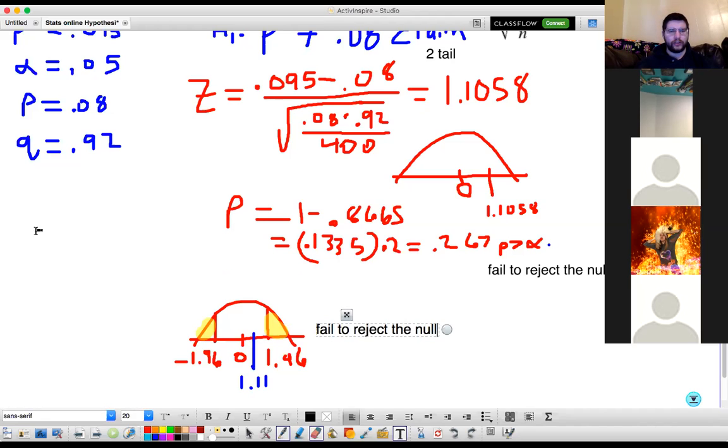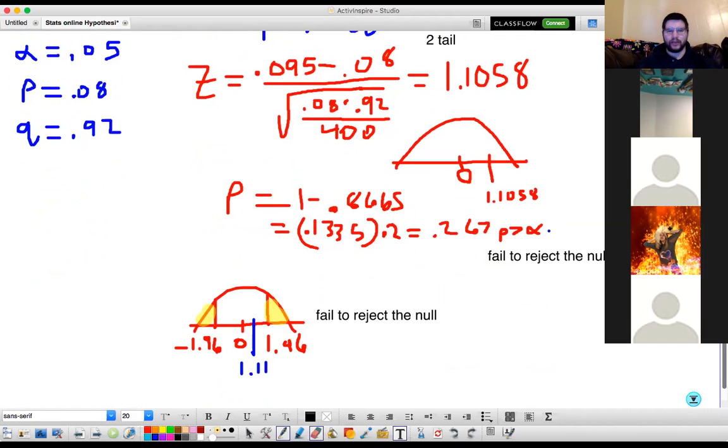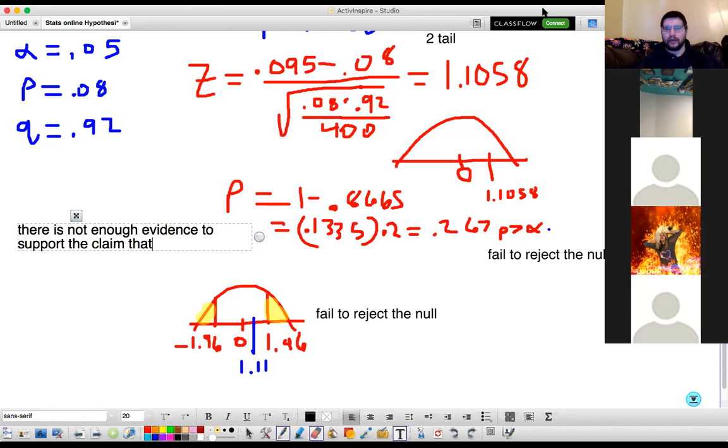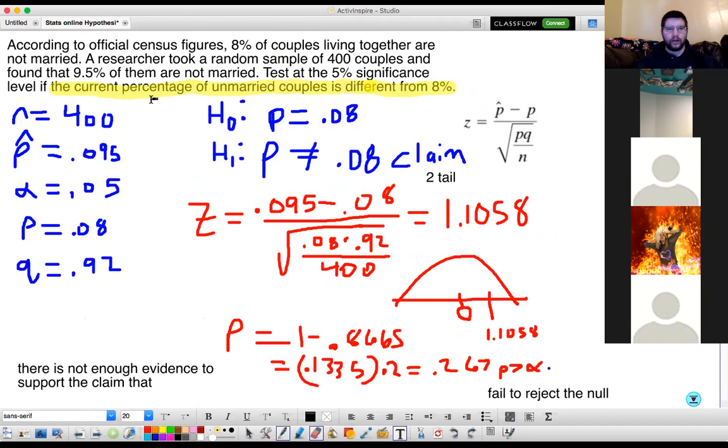Okay, now we're going to write the final conclusion. Let's see, our claim was in the alternative. So we had our claim in the alternative. We failed to reject the null, so there is not enough evidence to support the claim that, how do you know where the claim is? You read. The current percentage of unmarried couples is different from 8%.